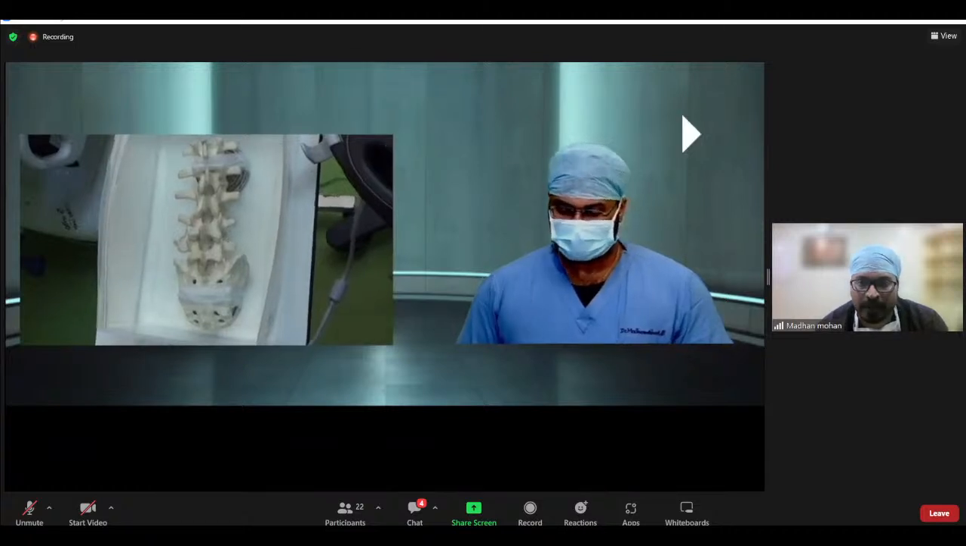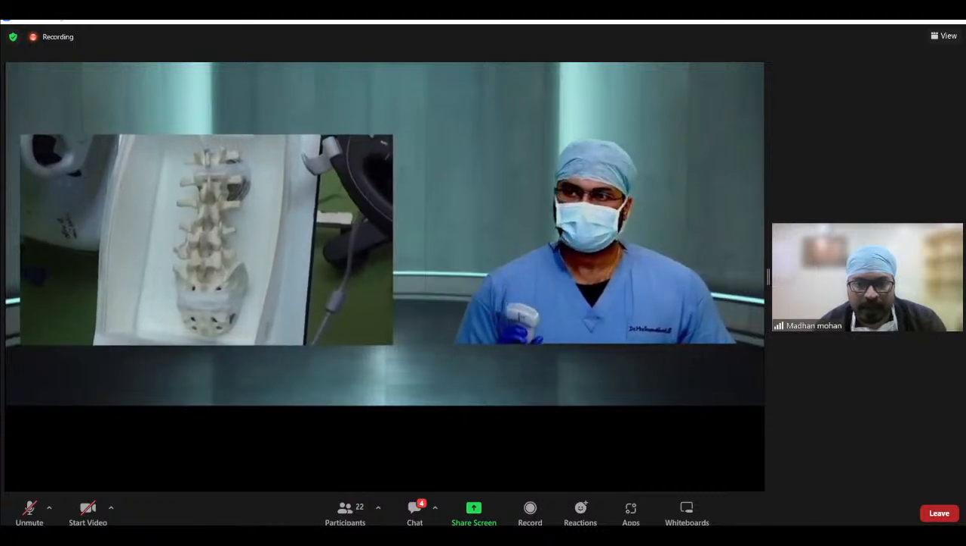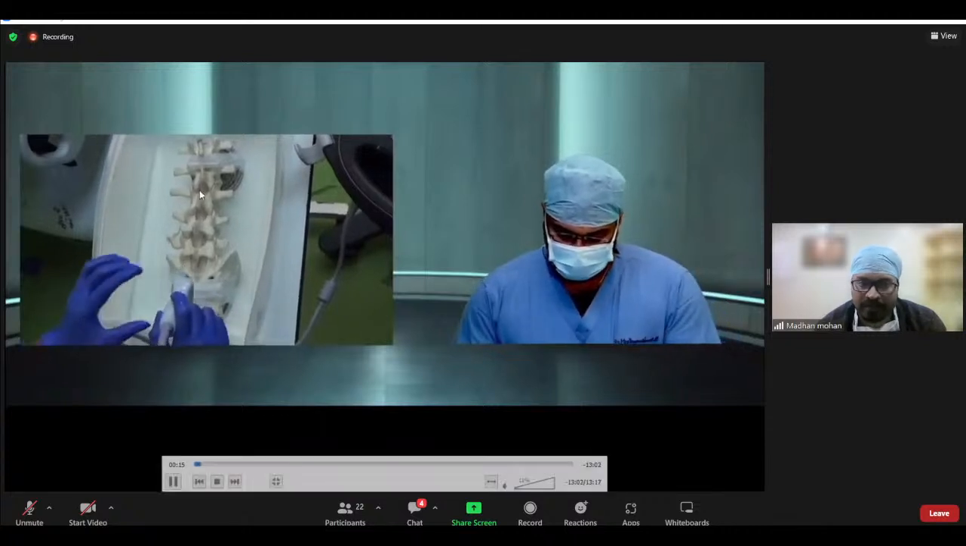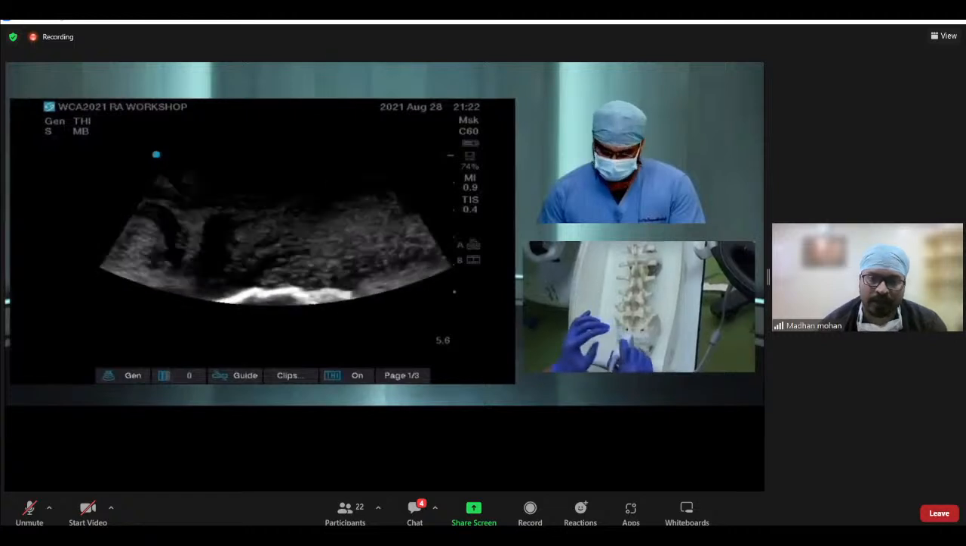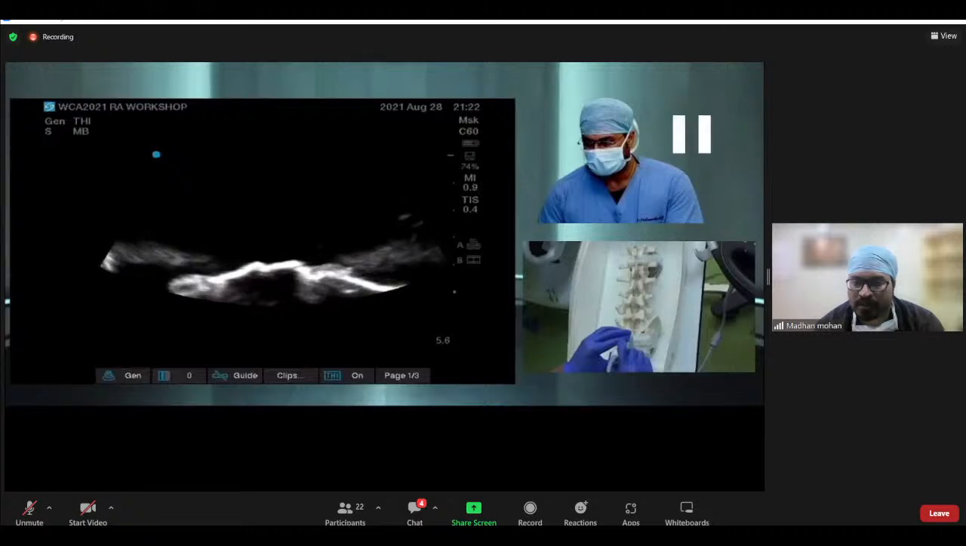As I said, we make use of the curvilinear probe, and the probe orientation marker can be kept cephalad or caudad. It's up to the individual who is doing the scan. Once you start scanning, there are two ways of scanning. For the lumbar region, you can start from T12. How to identify T12? You go laterally and identify the ribs. Count the last rib, which will unite with the T12 vertebra.